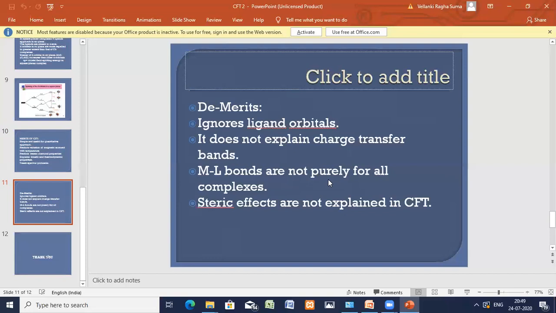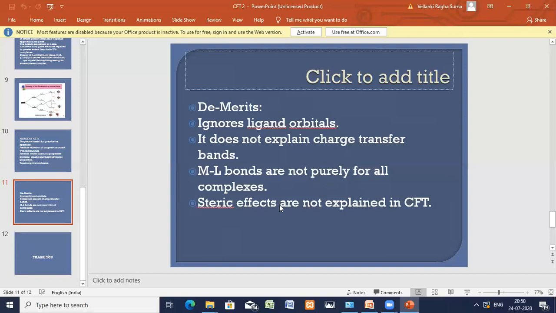Why they're not ionic, why they're not electrostatic, couldn't be explained by the CFT. It said 100% ionic, 100% electrostatic, but that's not true. Only about 90% are ionic, and some exceptions are there that couldn't be explained using the CFT. Most of them are ionic, okay, we agree, but to some extent they're not ionic, not electrostatic, and that couldn't be explained.